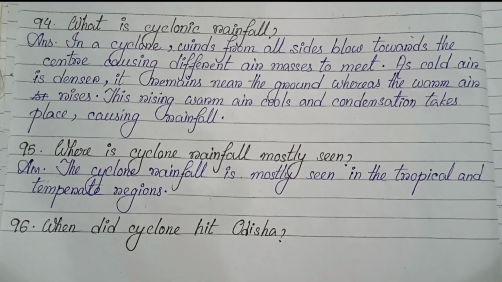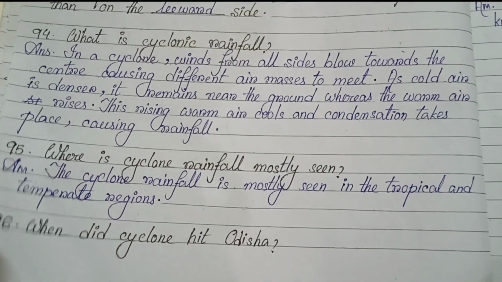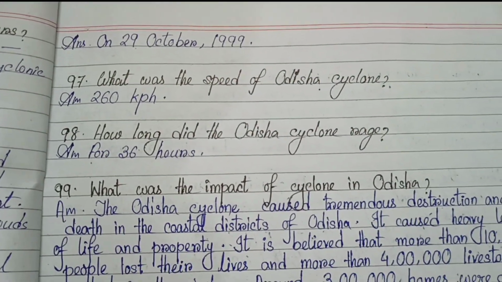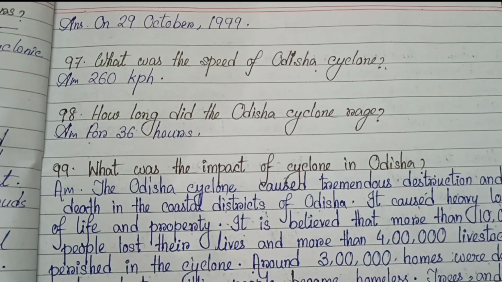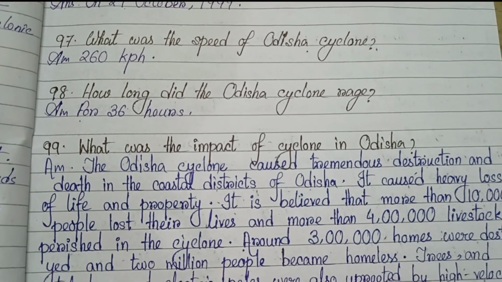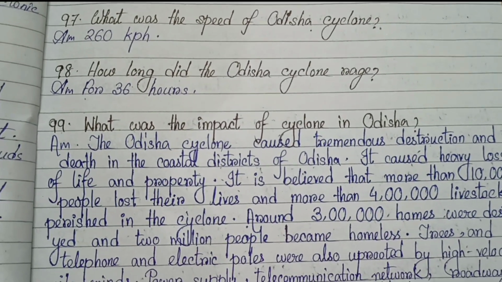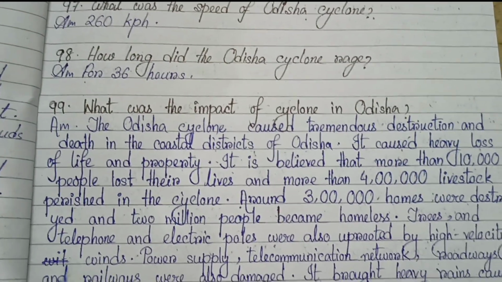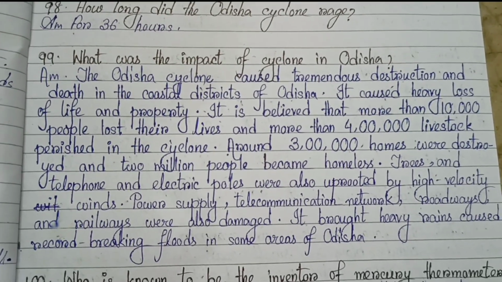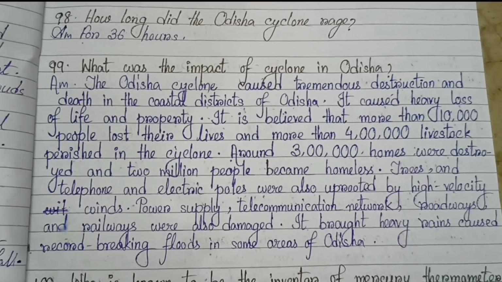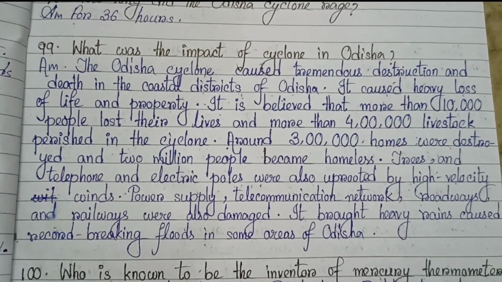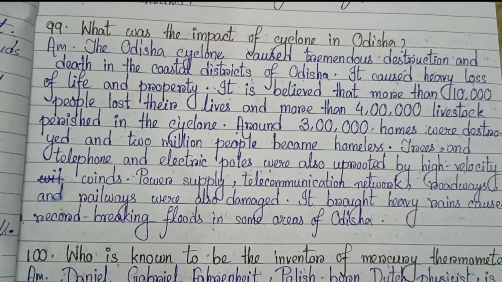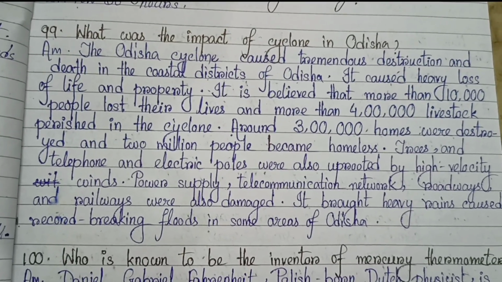96. When did the cyclone hit Odisha? On 29 October 1999. 97. What was the speed of the Odisha cyclone? 260 kph. 98. How long did the Odisha cyclone rage? For 36 hours. 99. What was the impact of the cyclone in Odisha? The Odisha cyclone caused tremendous destruction and death in the coastal districts of Odisha. It caused heavy loss of life and property.